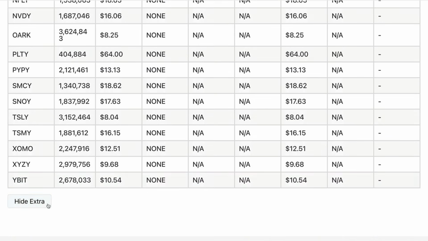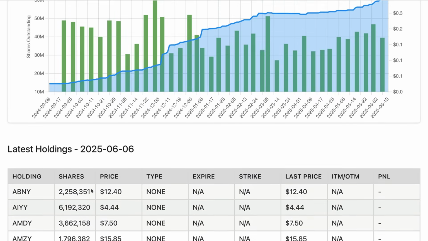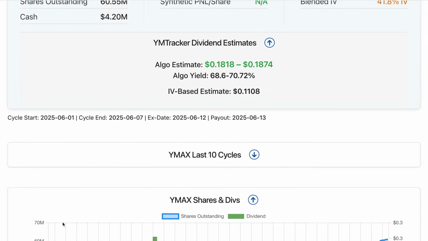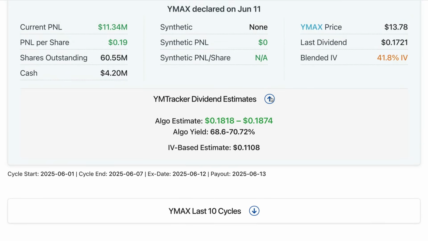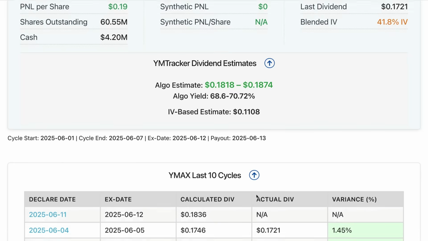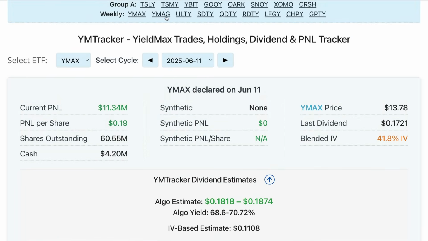Let's close this. Okay, so we don't have any trades because they don't do trades. When the money comes in, they allocate it to all these funds. Because there are so many funds, there's more diversification, and the dividend is more stable that way. And again, we can make predictions about YMAX with very high certainty, whereas YMAG is completely uncertain.